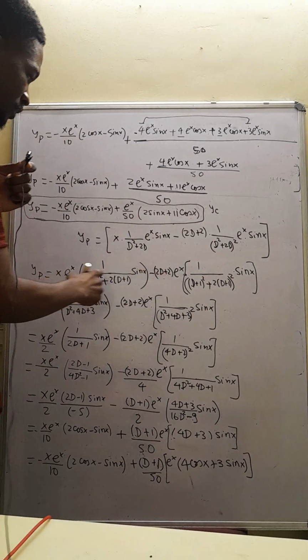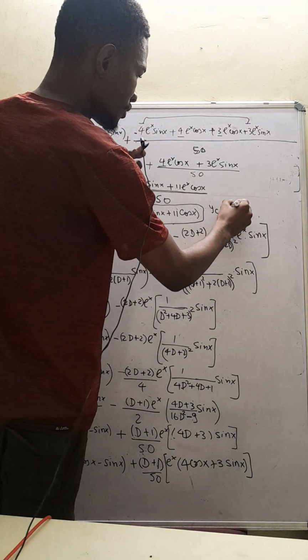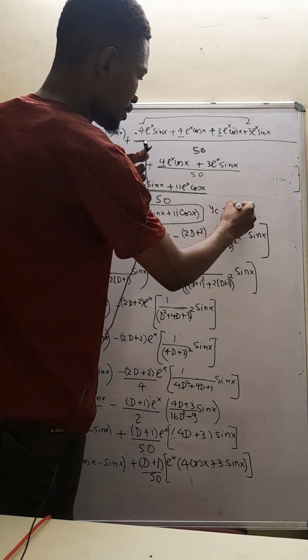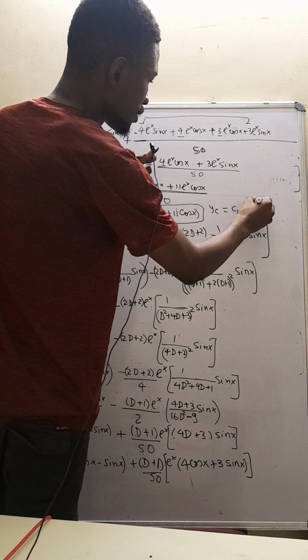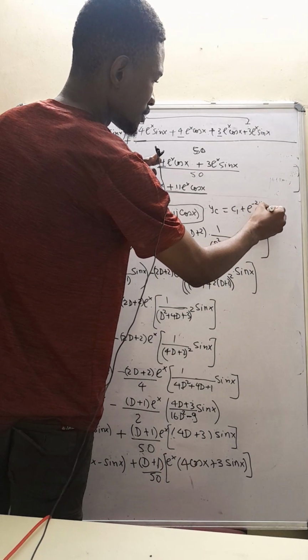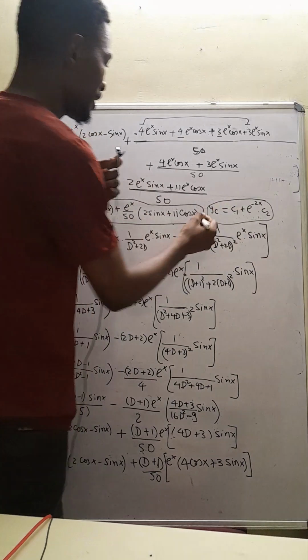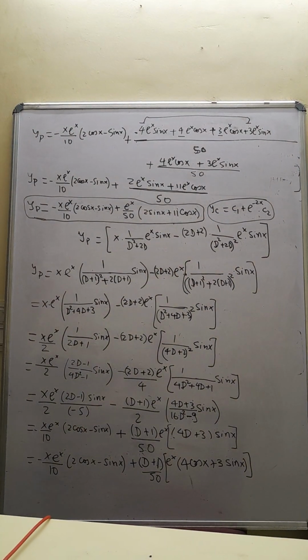Yc we have already found. This is Euler raised to 0, that is C1, plus Euler raised to minus 2x, C2. Okay? If you add them, you are going to have the general solution. Okay, guys, that's all. Hope you understand, and that it makes it easy for you.